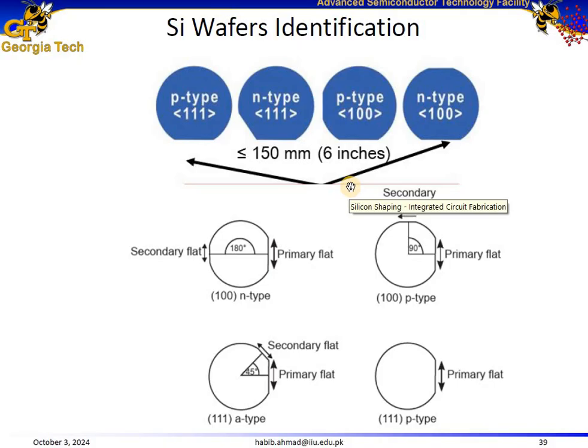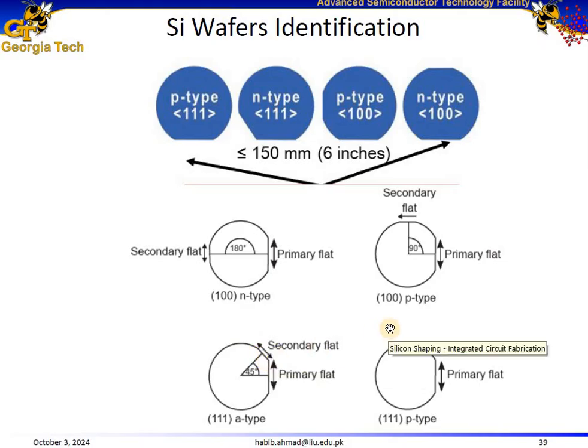For wafers having diameters less than 150 millimeter, or you can say 6 inches, flats on the edge of the wafers are used to indicate both the crystal orientation and the doping type. And we can categorize the flats into primary flats as indicated over here. Similarly, in this image, they are indicated on the right side. These are the primary flats. And the secondary flats, like these ones over here, similarly you can see it over here. The primary flats are bigger, the secondary flats are smaller.